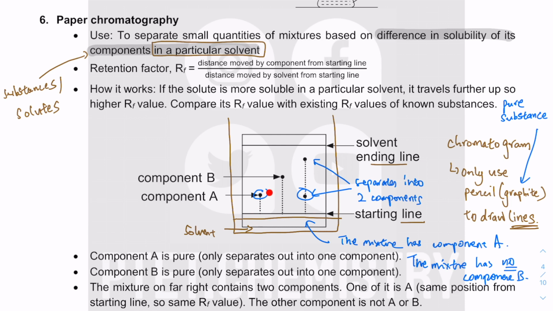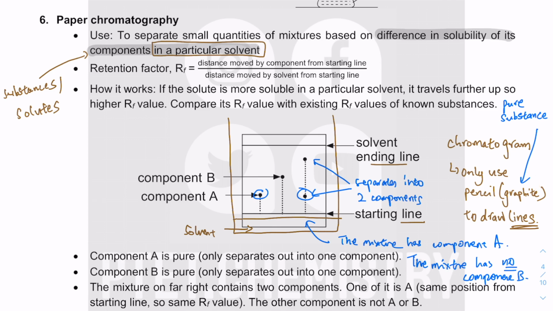Together with your substance. So you're trying to separate what you wanted, but then your ink, which is a mixture, will also separate out. So it's not a very good technique if you use ink. If you use a pure substance which doesn't separate out, like graphite, because graphite is typically insoluble in most solvents.